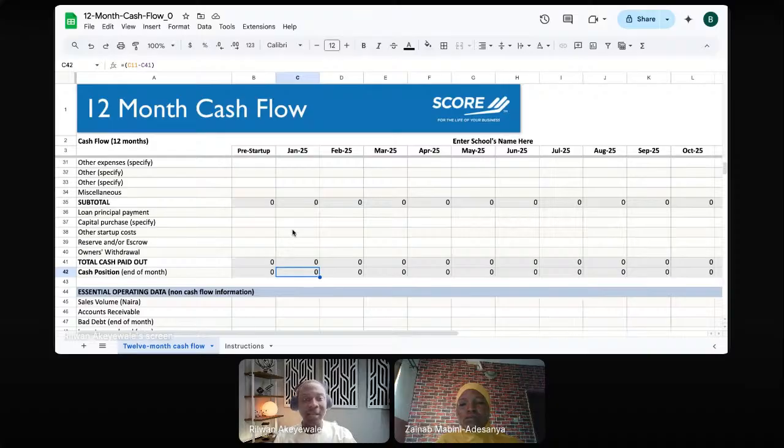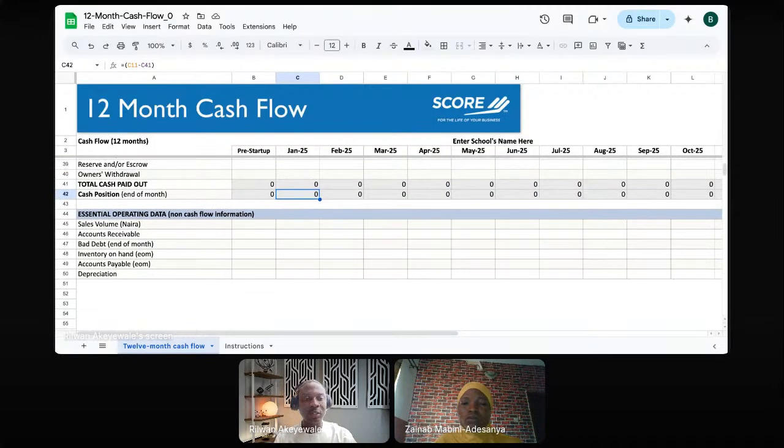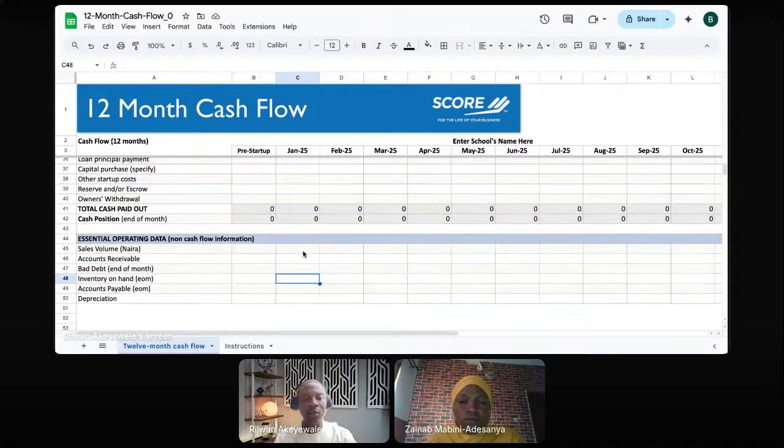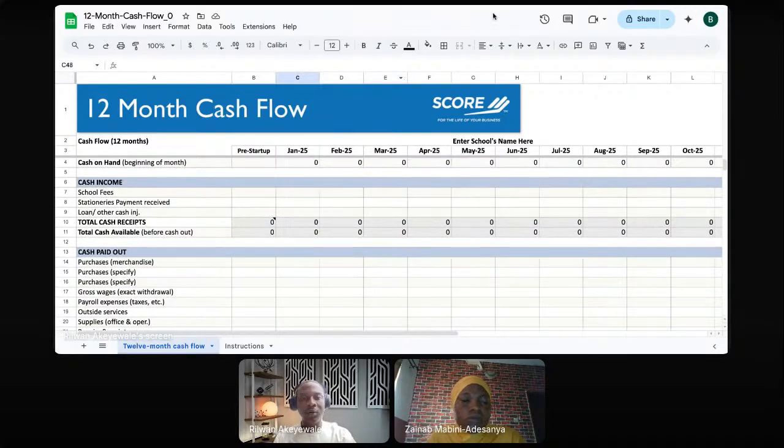we might not have enough cash in January to take care of even salaries or some other costs. Or after we pay salary in January, we might not be able to pay for other expenses. So this is what it will show you. This will show you all that.